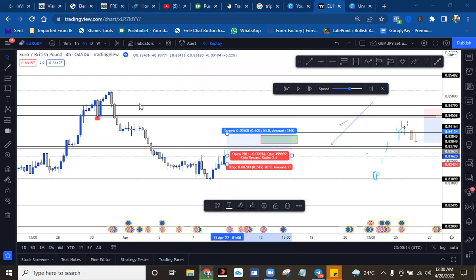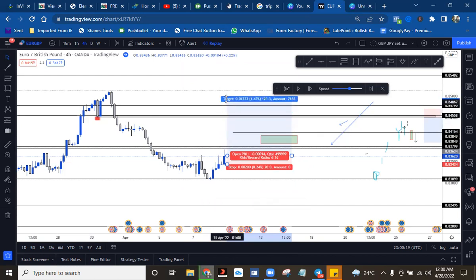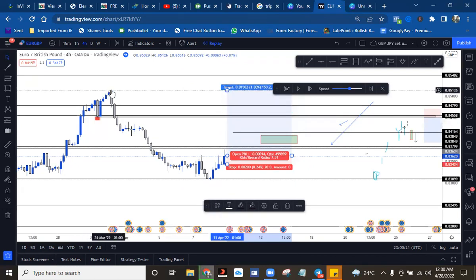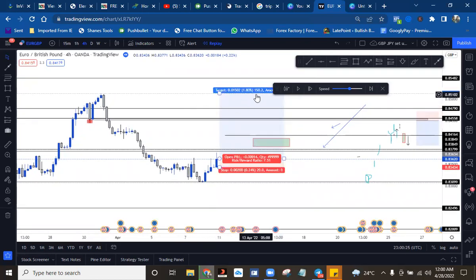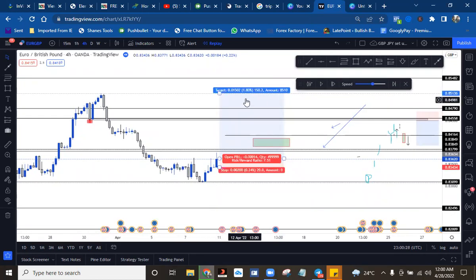All right. Good. So, but now maybe I want to target as high as this because maybe I have this high already here before as resistance. So I want to target as high as this. Simply means I'm targeting 150 pips and I'm risking 20 pips for it.